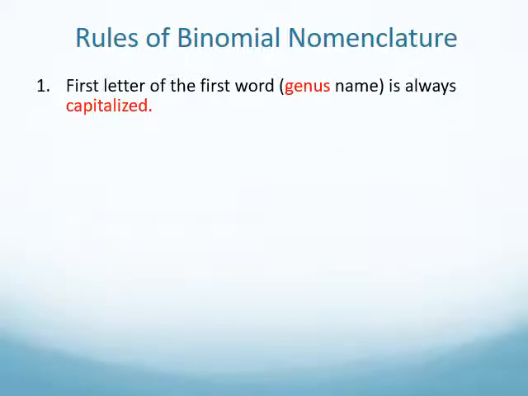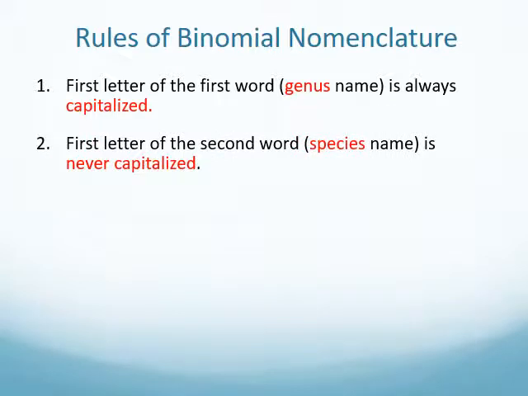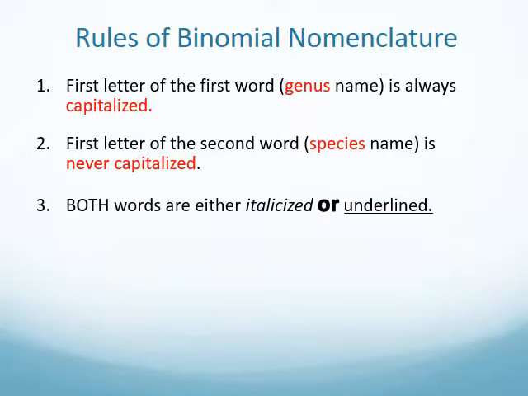Just like with everything else in this world, there are rules for binomial nomenclature. So there are rules for naming something. For starters, the first letter of the first word, your genus, is always capitalized. The second word, your species name, is never capitalized. And both words you put in either italics or you underline them.